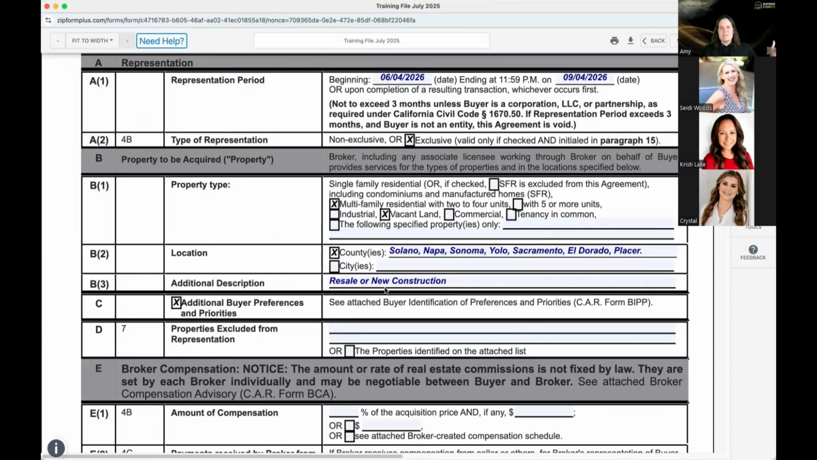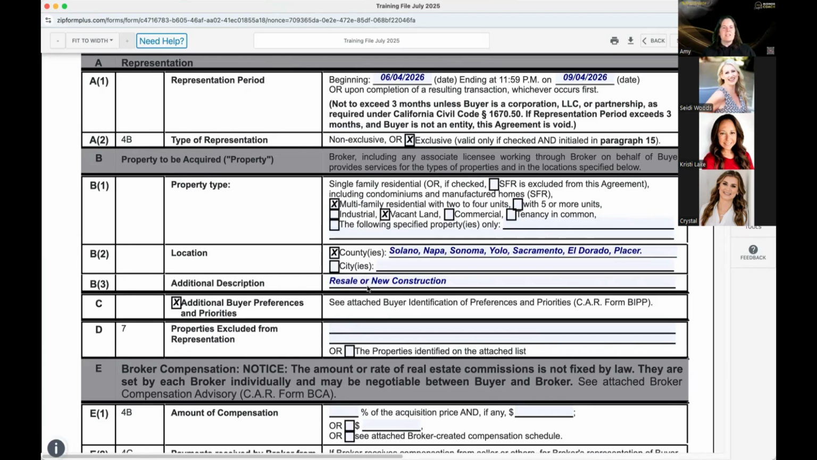This brings us to the next form. Our first form that we talked about was our modification of terms form, which we will talk about in further detail in the future. This next section, C, is the additional buyer preferences and priorities form. There's a form for that. I like to work through this with my buyers. Okay, it's the BIPP form. We'll be going over it in a future lesson.